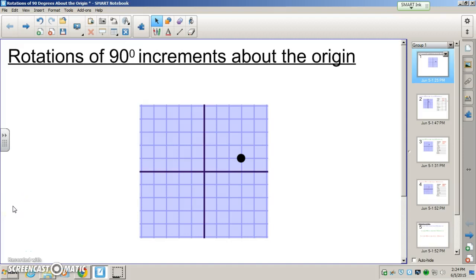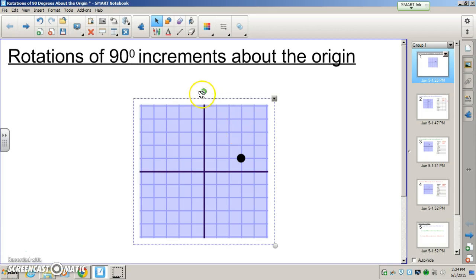In this video I'll work on rotating points or objects within a 90-degree increment about the origin, which means I'll rotate it 90 degrees clockwise, 180 degrees clockwise, or 270 degrees clockwise about the origin. Our goal is to try and figure out a rule as we rotate these either clockwise or counterclockwise.